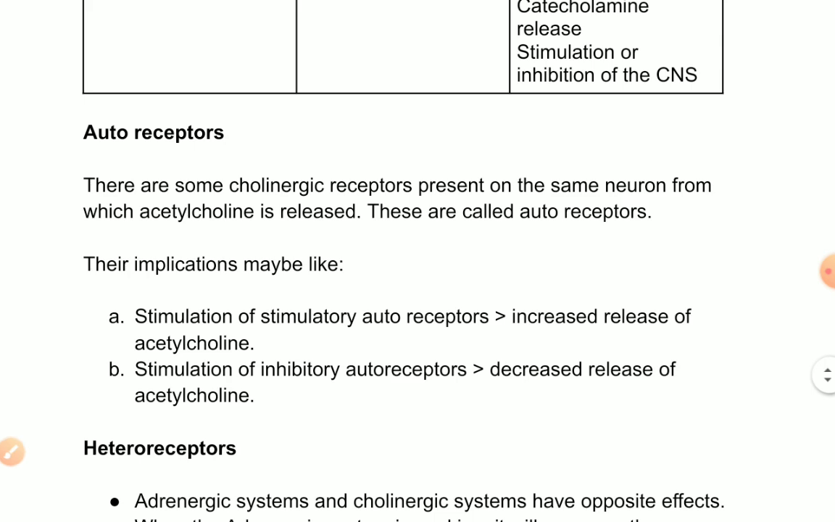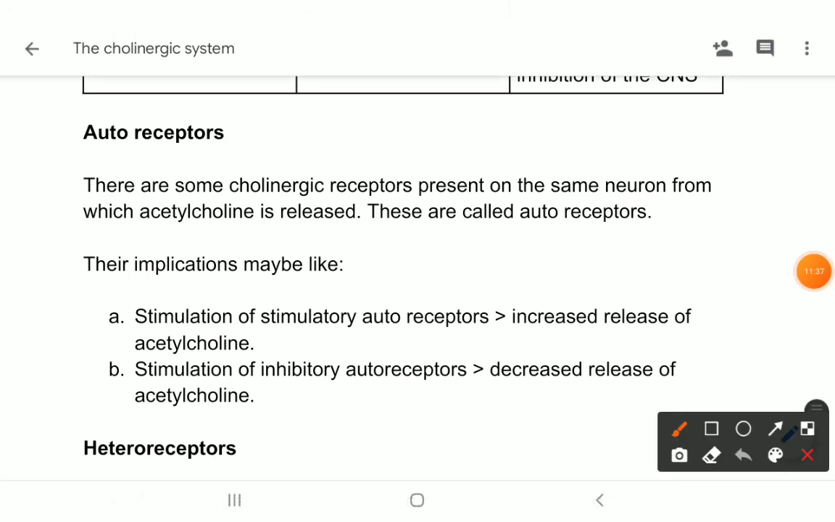Now let's talk about autoreceptors and heteroreceptors. What are autoreceptors and what are heteroreceptors? Autoreceptors are the receptors which are present on the presynaptic neuron. As we know, the receptors are present on the postsynaptic neuron and the neurotransmitters are released from the presynaptic neuron. But there are some receptors which are present on the presynaptic neuron and they modulate the release of the neurotransmitter. So these are called autoreceptors.